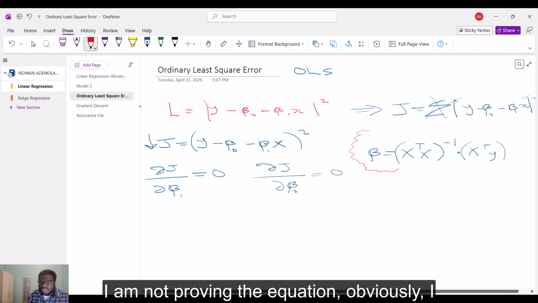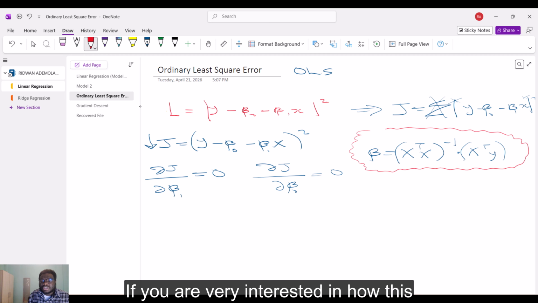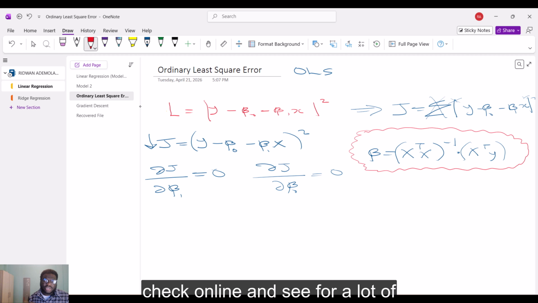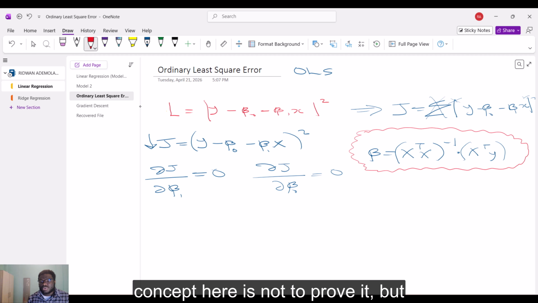I am not proving the equation, obviously, I just wrote it out. If you are very interested in how this equation is proved, I suggest you check online and look at a lot of textbooks on ordinary least square error. But the concept here is not to prove it, but just to see how we can apply it.